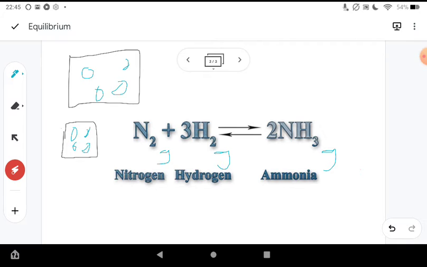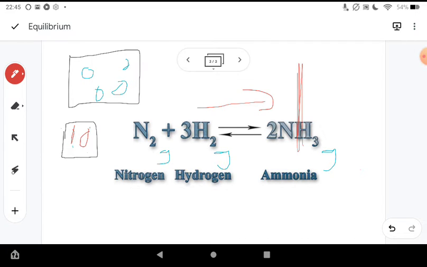Now, as a result, what these will do is these will try to counteract that higher pressure. And as a result, they will react together, because on the right hand side you've only got 2 particles of gas, and as a result the equilibrium position will move to the right hand side and it will favour the ammonia.